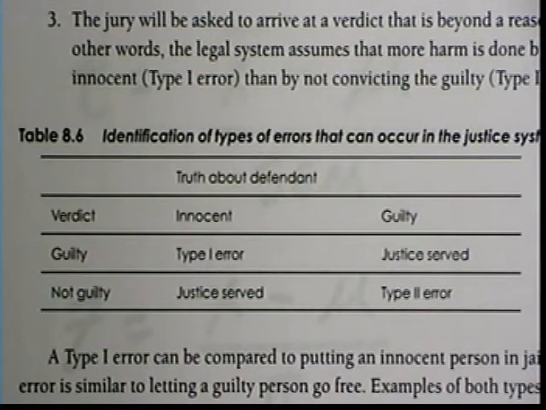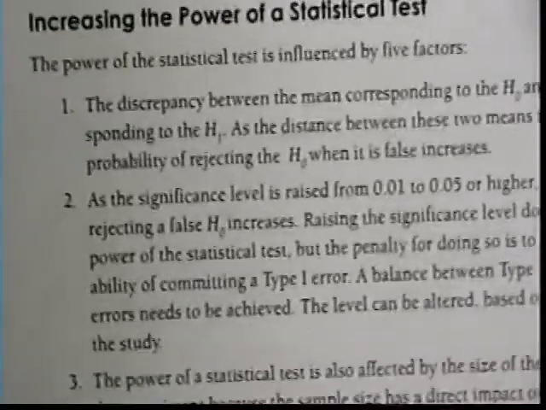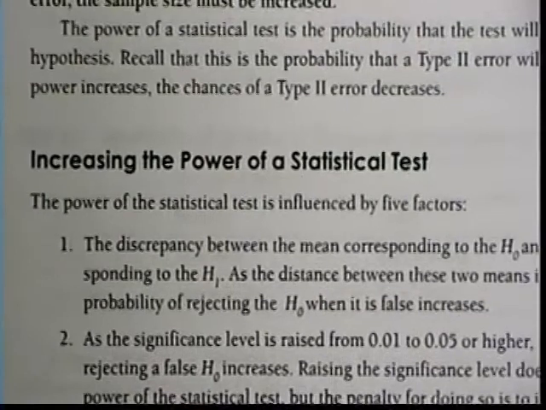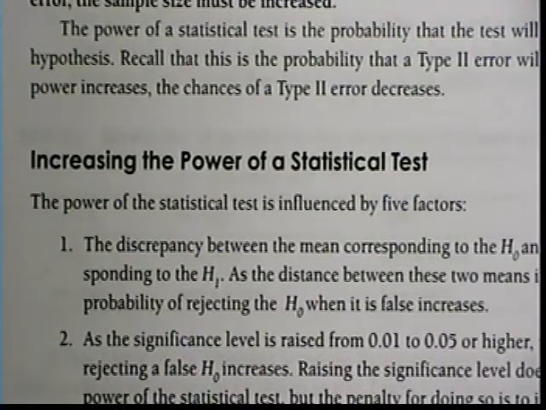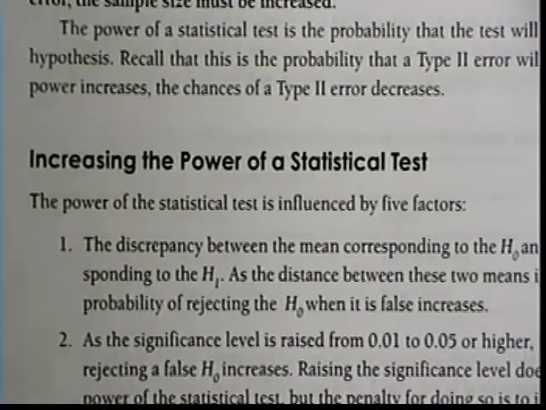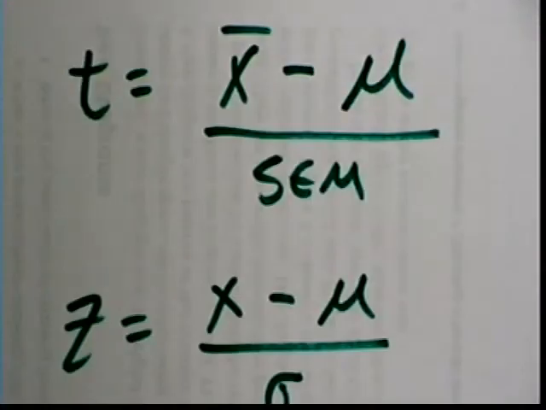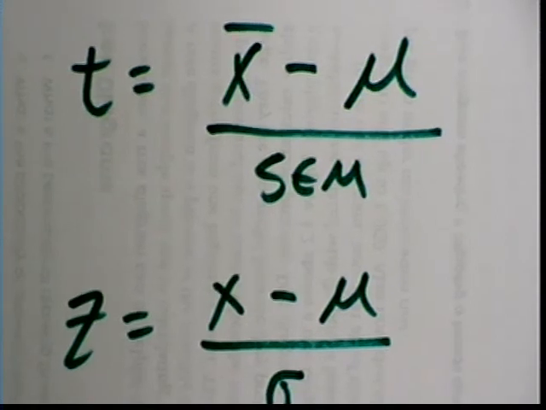We also have some information towards the end of this chapter on increasing the power of a statistical test. That's one of the ways that we cut down on the number of type 1 and type 2 errors: we just increase the sample size, and that's important. You can change the significance level, and or if you're able to use a one-tailed test as compared to a two-tailed test, it gives you a little bit more statistical power if you're able to do that.